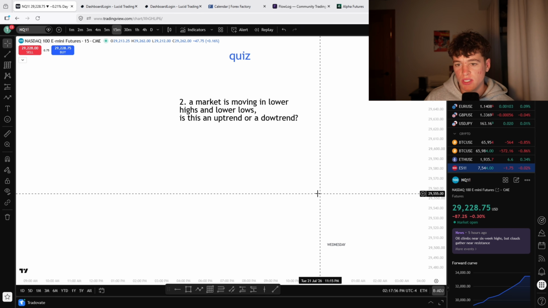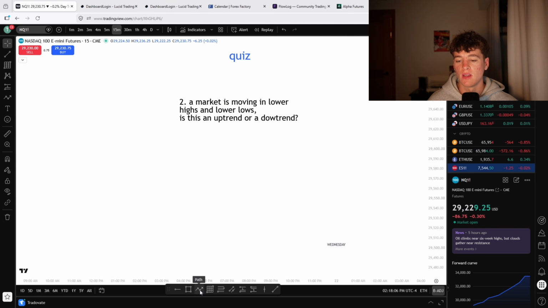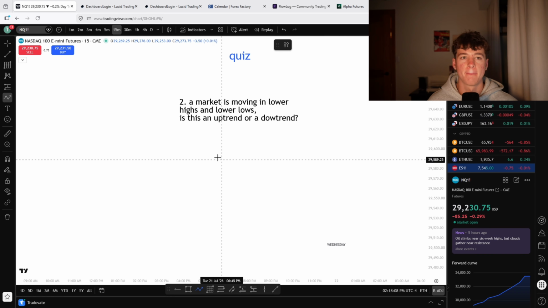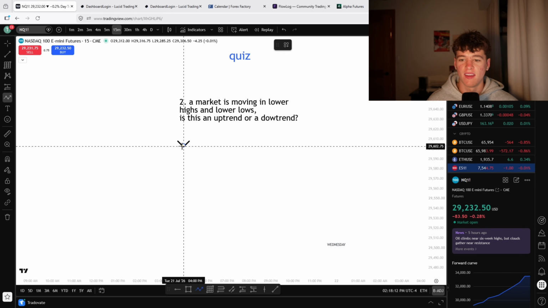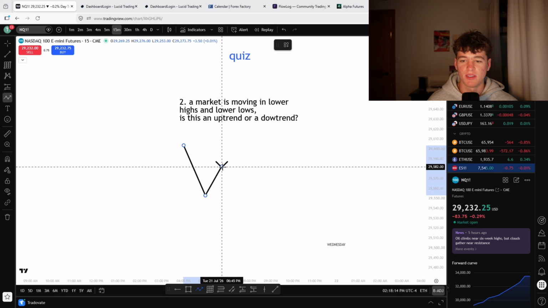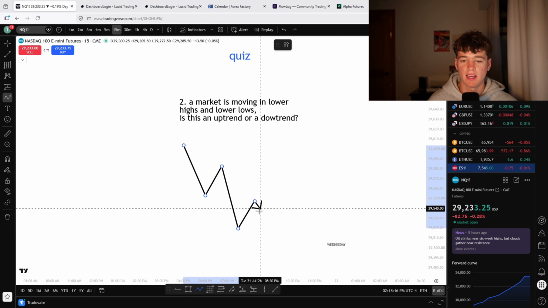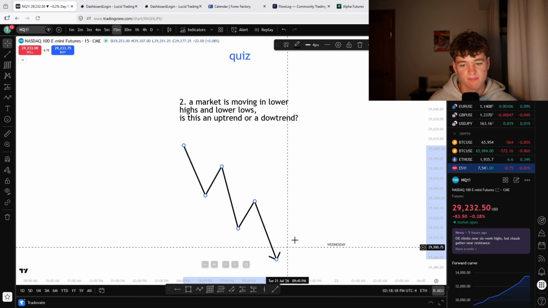Okay, and for question two, a market is moving in lower highs and lower lows. Is this an uptrend or a downtrend? Or is this a bearish or bullish market structure? I'll give you guys a few seconds here. If you guys said downtrend, you would be correct because we're moving in lower highs and lower lows.